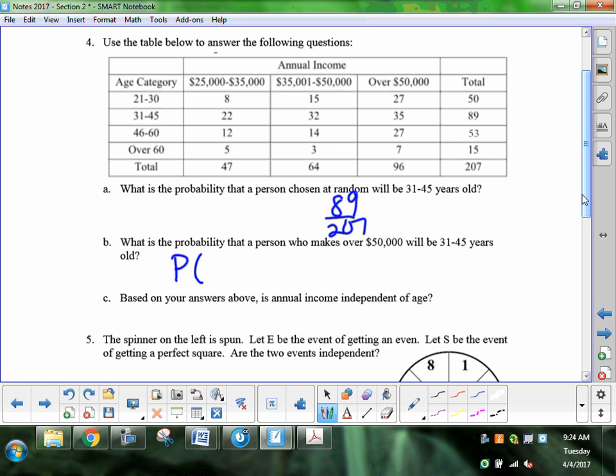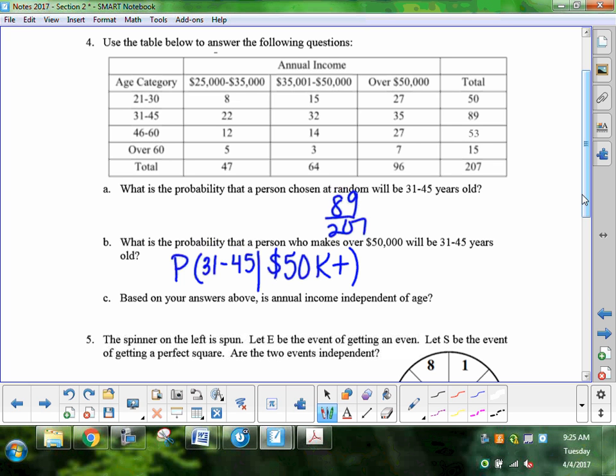So what's the B bar? 31 to 45, given you're pulling from the group who makes over 50,000 a year. Okay? Now, I want you to practice this. The way that you're going to practice is as follows. Go to the last homework page, which is the last page of your notes. Where is that at? Go through, and we've got 45 and 46.